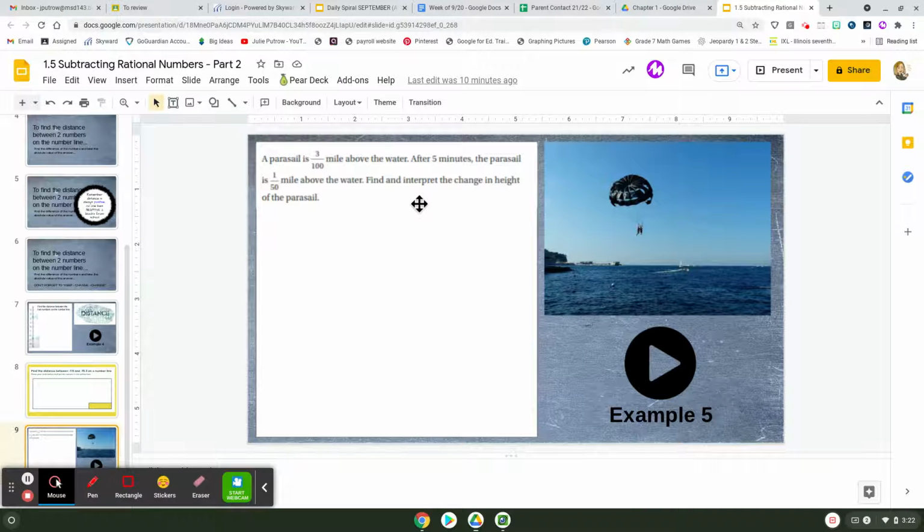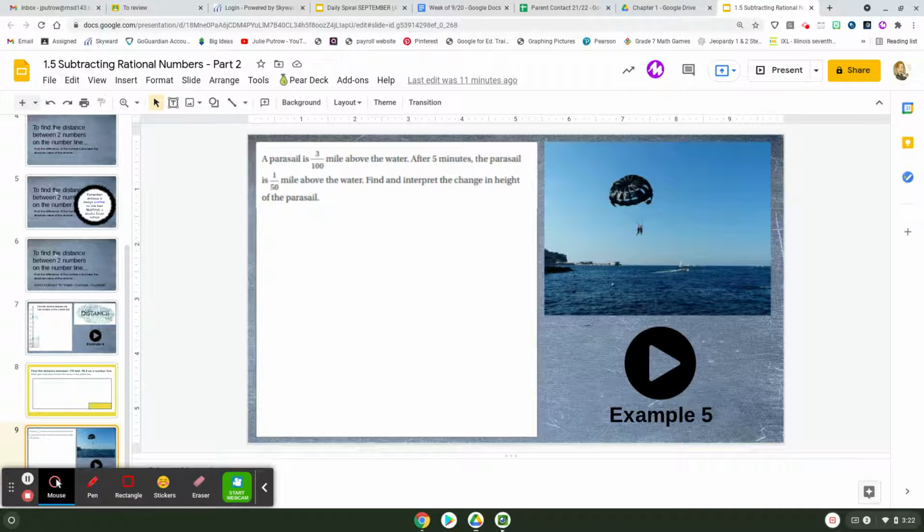When we're finding the change in something, we always want to subtract. For example, if last year I weighed 100 pounds and this year I weighed 150 pounds, my change in weight was 150 minus 100. It would be a change of 50 pounds. And because it went up, it would be an increase of 50 pounds. So the same thing applies here, the only difference is here we have fractions. So the parasail starts at 3/100ths, and then it is located at 1/50th miles.